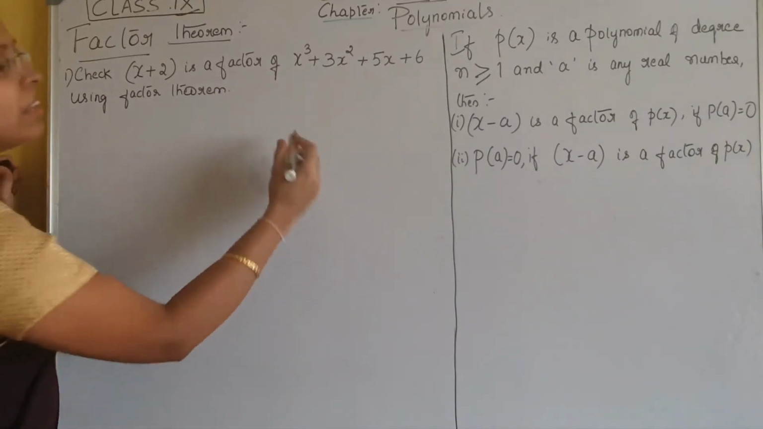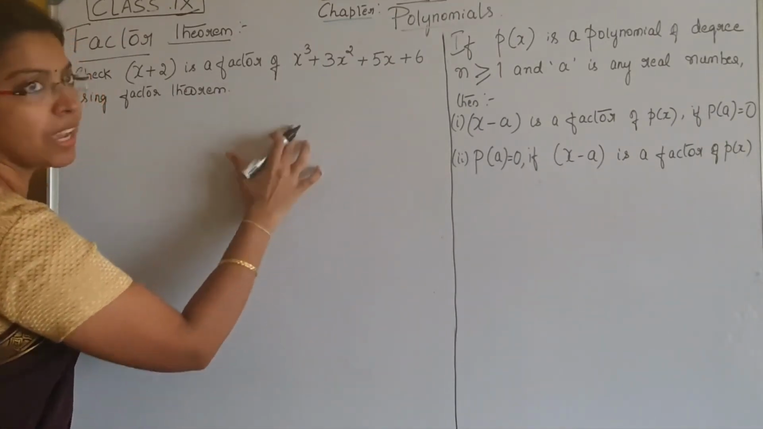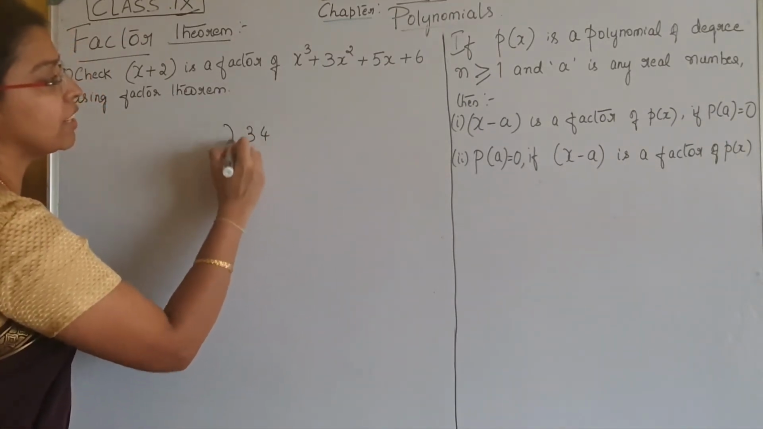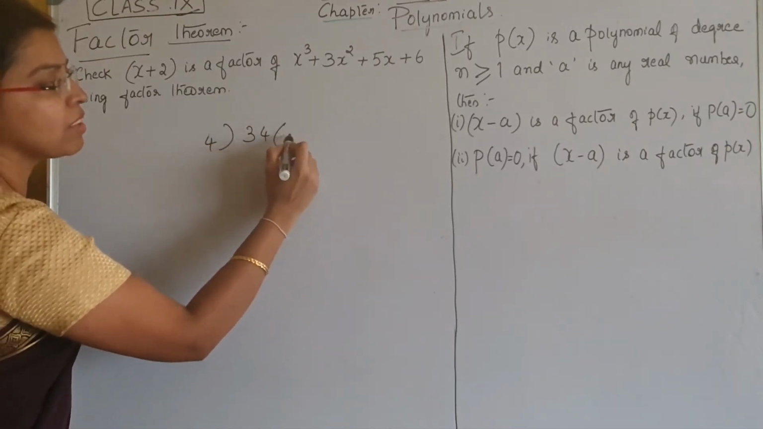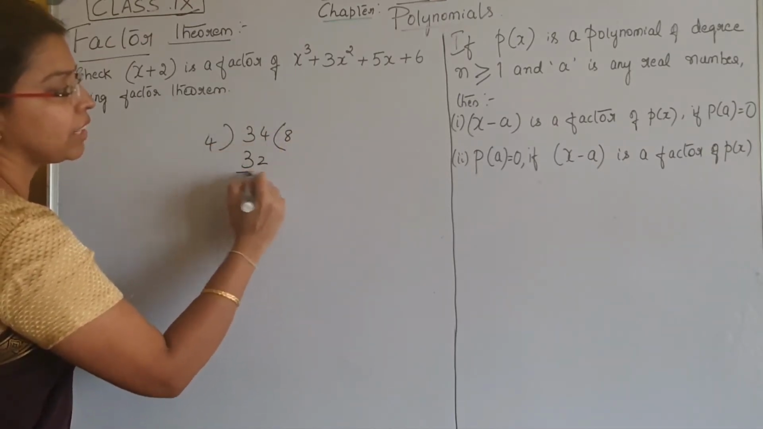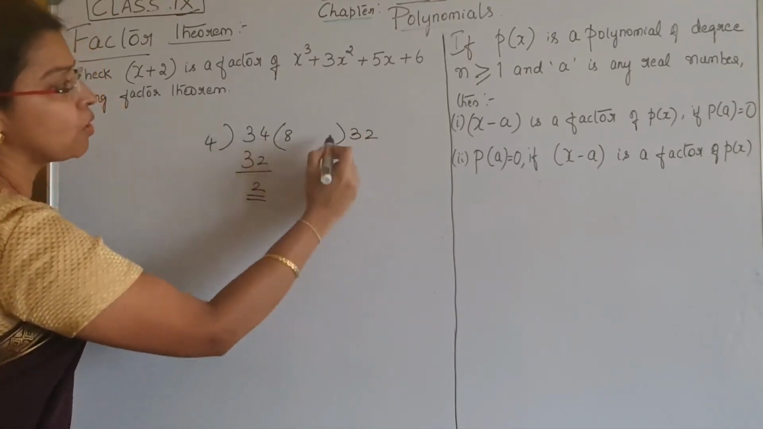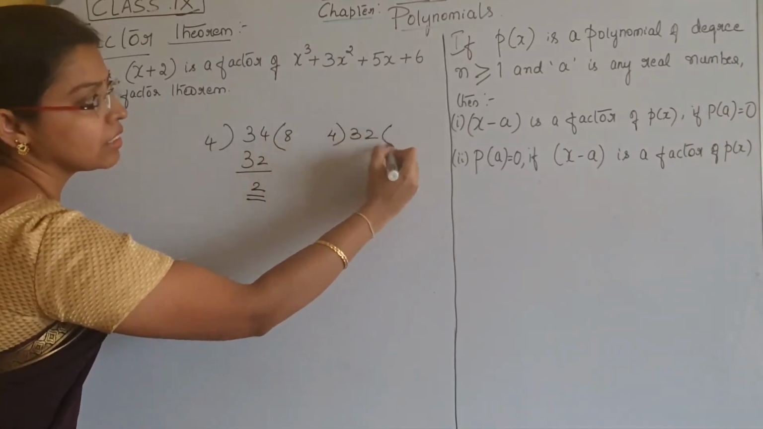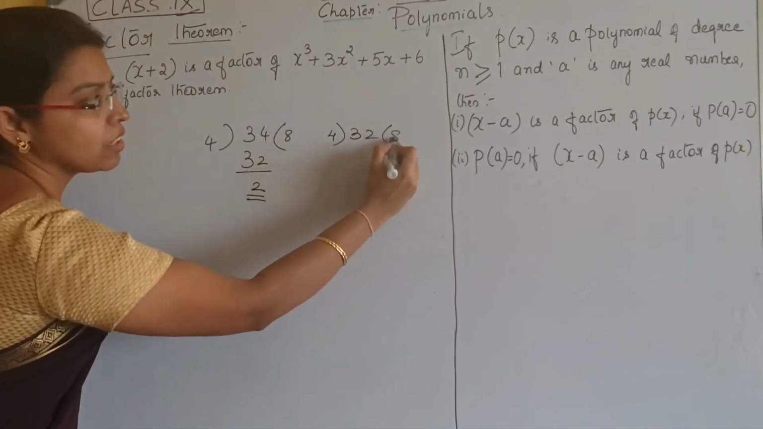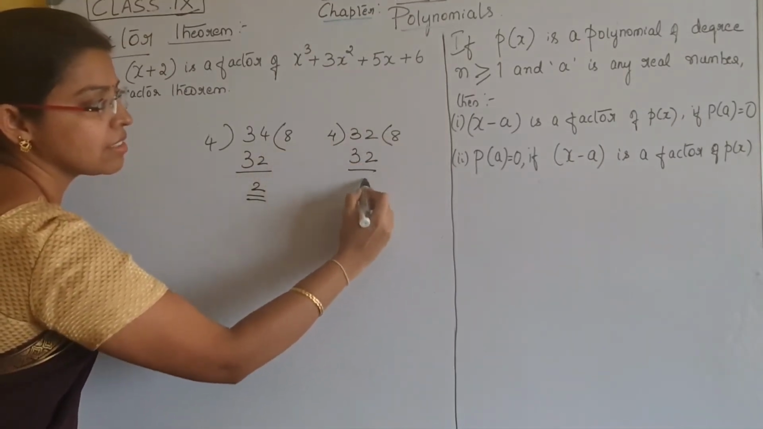This is very simple. Just consider two examples. 34 when it is divided by 4. What was the remainder? 4, 8, 32. 2 was the remainder. If 32 is divided by 4, what is the remainder? 0.